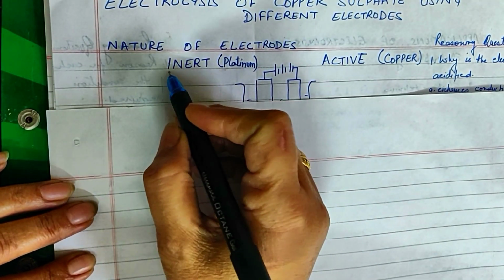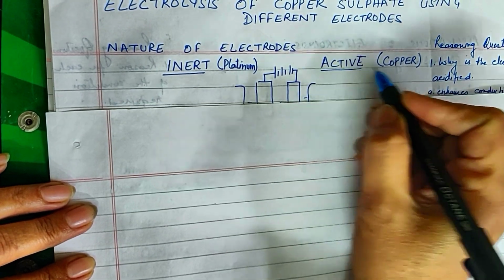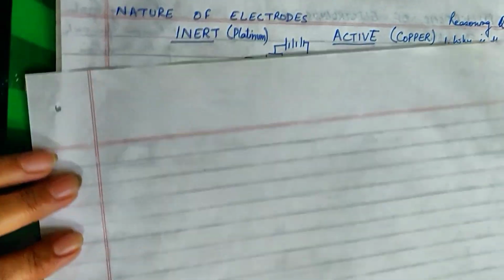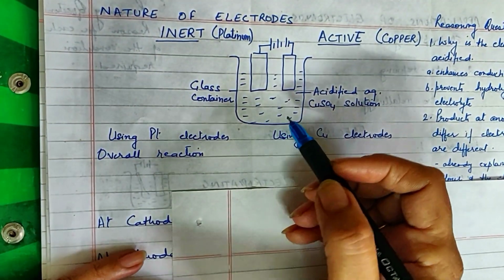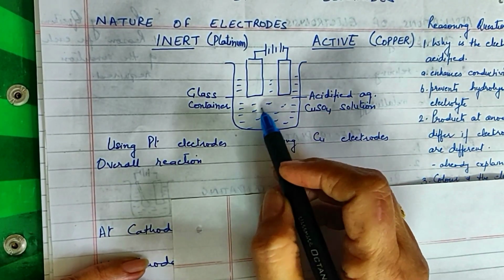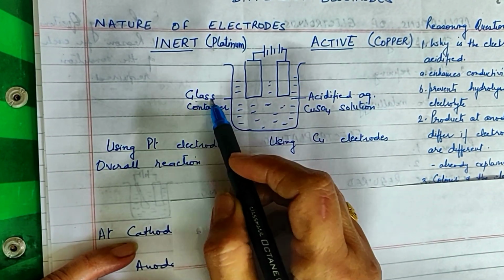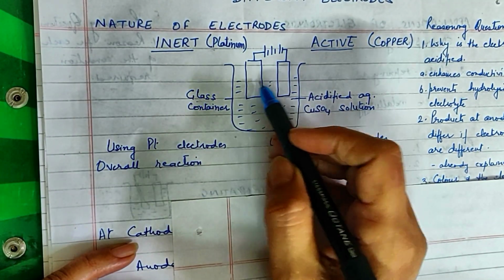So here we are going to take one inert electrode which is made up of platinum and one active electrode which is made up of copper. The process is the electrolysis of copper sulfate. So acidified aqueous copper sulfate solution is taken as the electrolyte. The electrolytic cell is made up of glass and we have two electrodes.